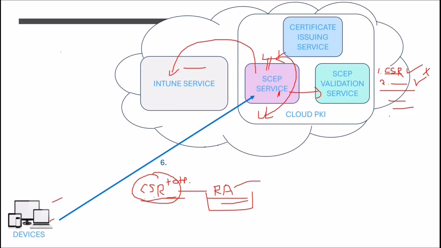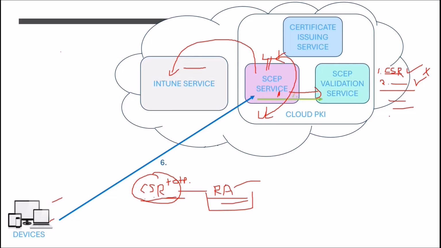So again, in step 6, what we have seen is the device has reached out to the SCEP service and provided the CSR. The CSR contained the OTP. The CSR was encrypted using the RA certificate, which it got using the GetCACert call in the previous step.